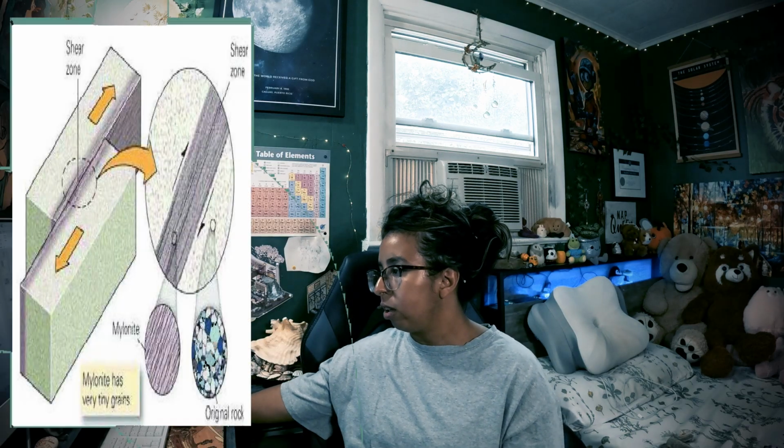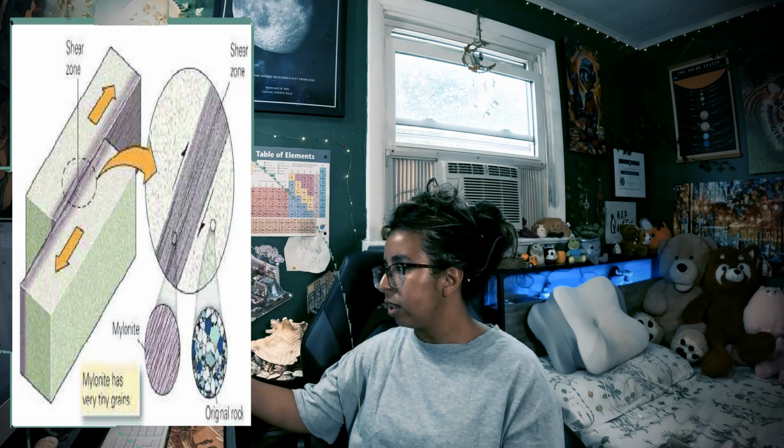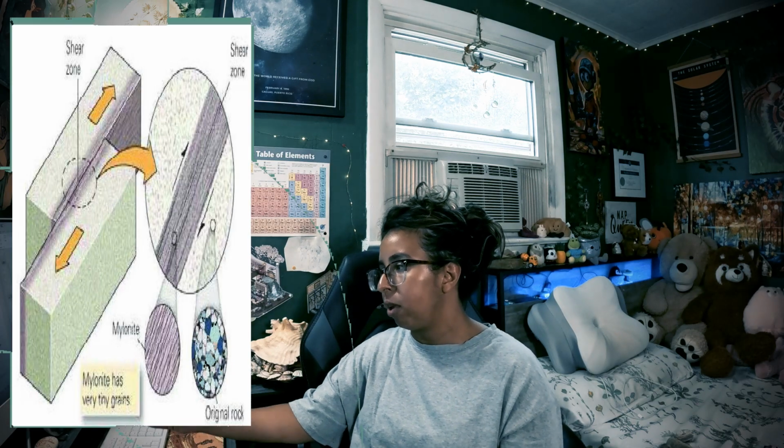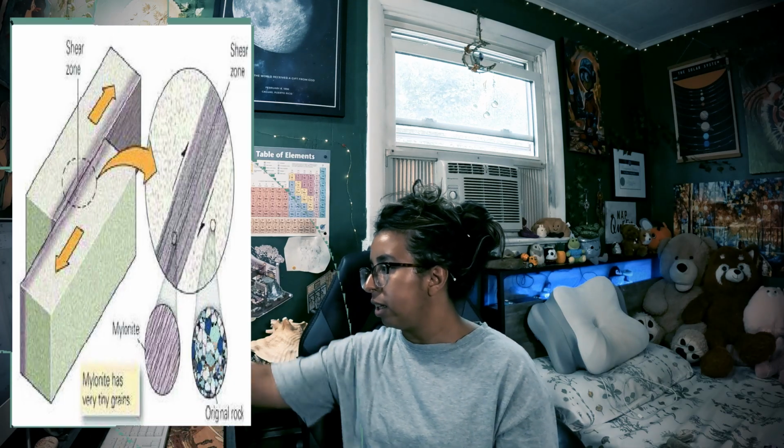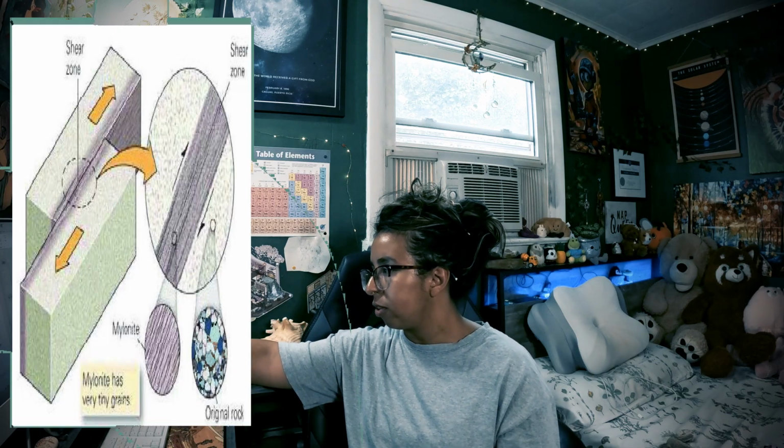And now we're moving on to slide 13, so I can show you guys a diagram. This is a fault zone. This is the one where the blocks are sliding against each other, the one whose name I can't remember. So basically that is showing you the shear zone.